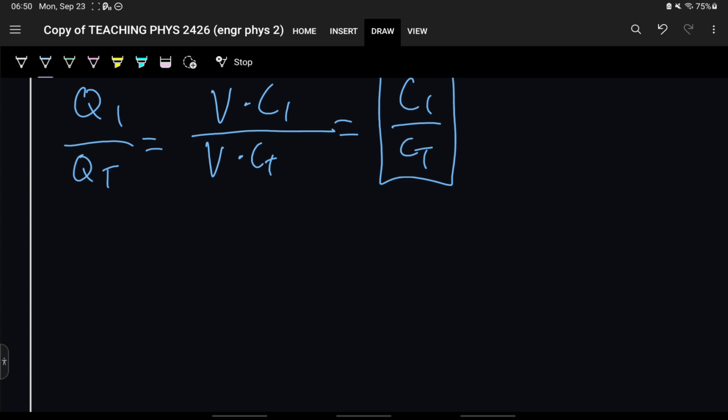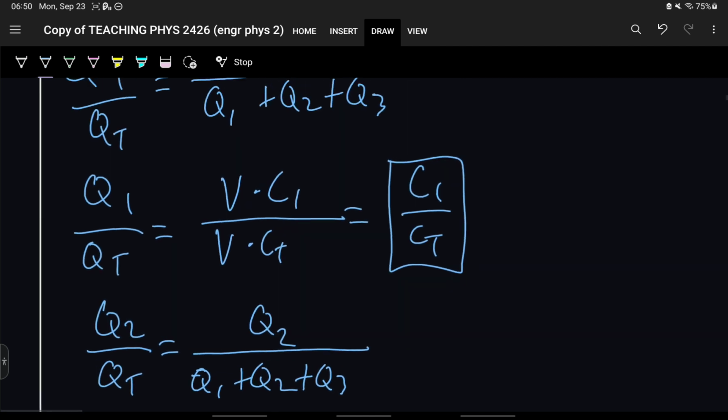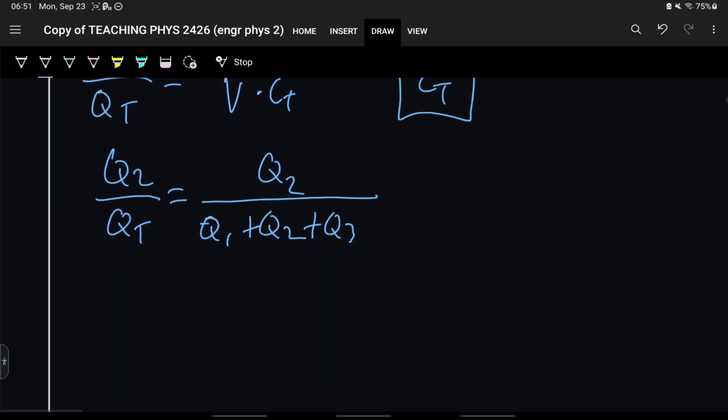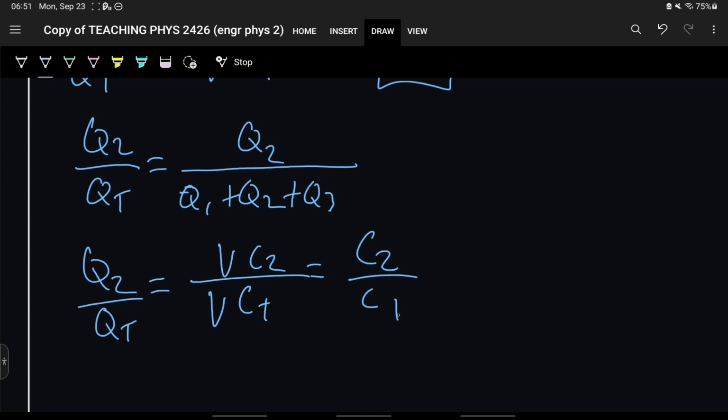So let's go ahead and look at the fraction of charge in C2. So we have Q sub 2 divided by Q sub T, and that's going to equal Q sub 2 divided by Q sub 1 plus Q sub 2 plus Q sub 3. And then from there, we're going to substitute Q sub 2 is equal to V times C2, and that'll get us Q sub 2 divided by Q sub T is equal to V times C2 divided by V times CT, and that'll get us C sub 2 divided by C sub T. And that'll be our second answer because this is a multi-part question.